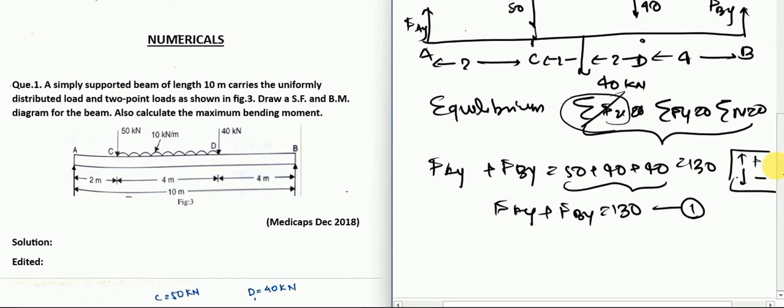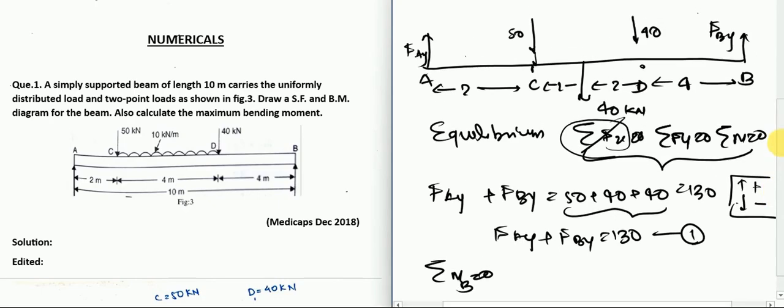The second equation can be obtained from the moment condition, which is moment at any point should be equal to 0. In our case, let us apply it at B, because when we apply it at B, the vertical force at B will disappear. The moment at any point, if the force is going through that point, will be 0, right? The moment will be 0 because of the Fby. That is why we can neglect Fby here, and that is why we will be taking moments at B.